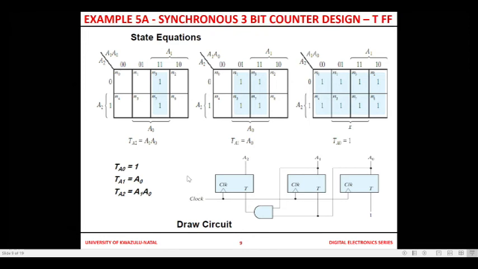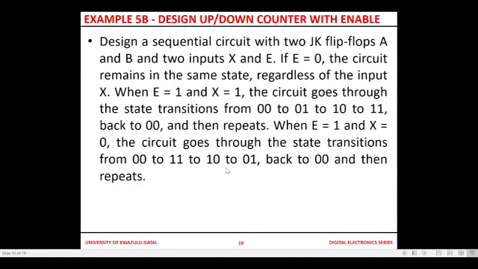You need to go through these examples on your own and make sure you master what is happening in the procedure. But as we said, the most important thing is the derivation of the state diagram and state table.